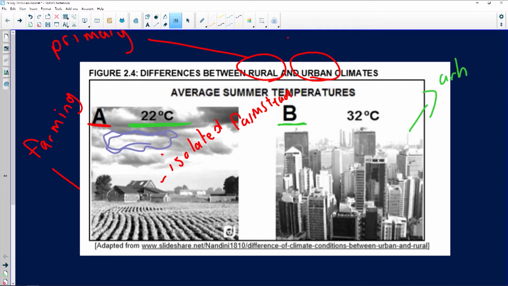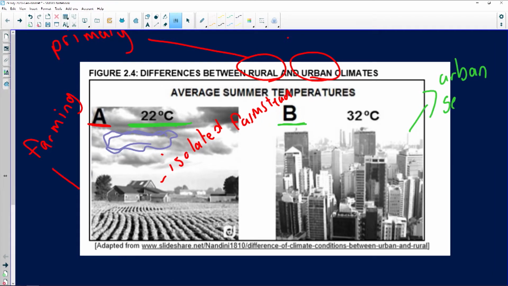Now, if we move to photo B, immediately we can identify the area as an urban area. We've discussed this before. What are urban areas? Where we find secondary and tertiary activities. Where does urban start? From a town to a city to a metropolis to a conurbation. Keep that in mind. So we focus on secondary and tertiary activities. We can see it's a built-up area.